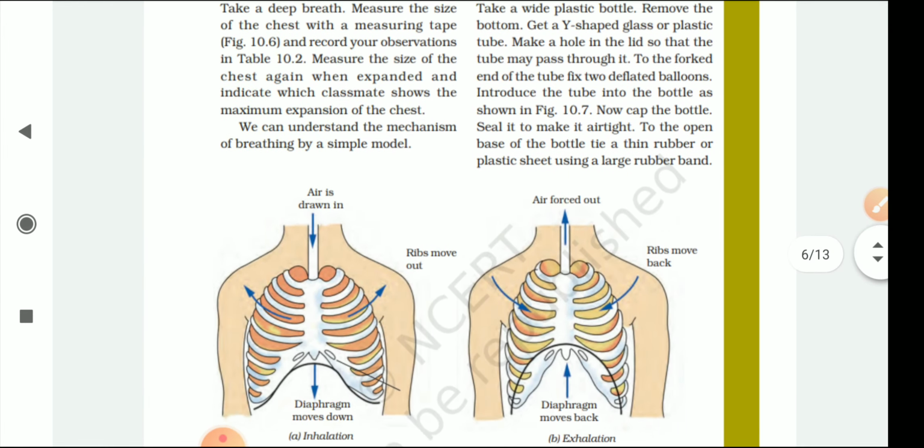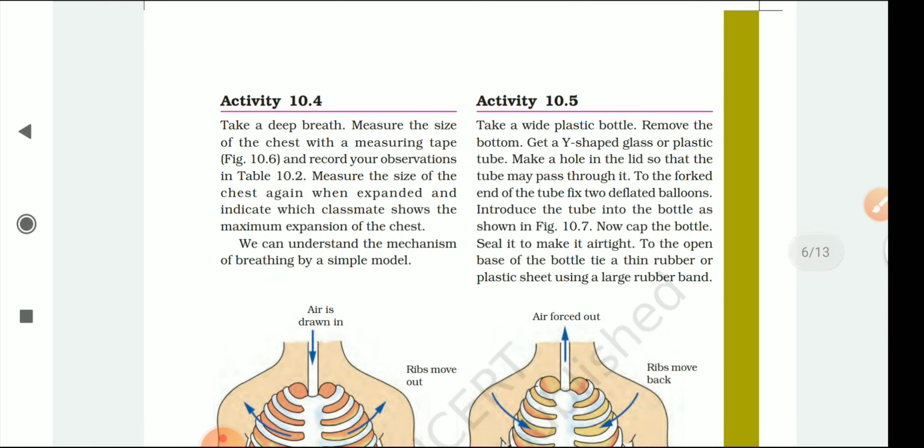Okay, and these are the two activities, 10.4 and 10.5, which are your homework today. What you have to do in this activity is the inhalation process and the exhalation process. During inhalation and exhalation, you have to take an inch tape or whatever measuring scale is present at your home. You need to measure your chest area during inhalation and during exhalation, and you have to see how many centimeters it comes to at the time of inhalation and how many at the time of exhalation.